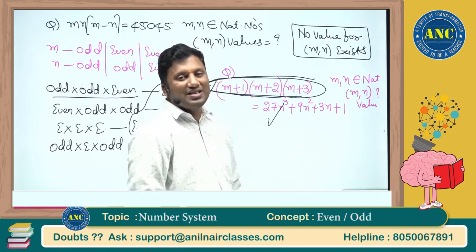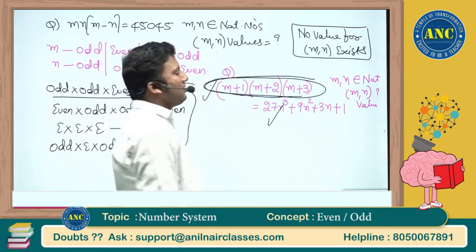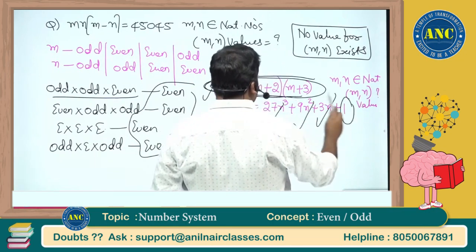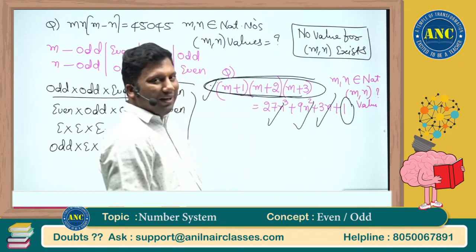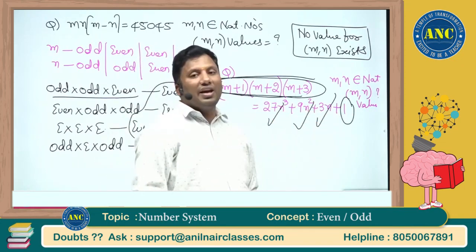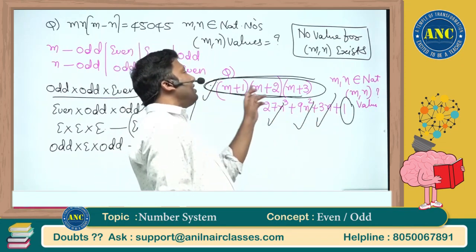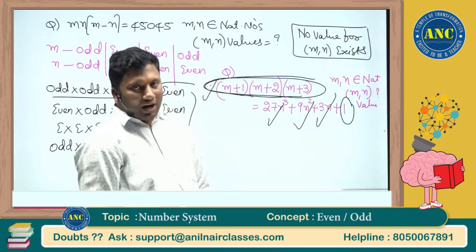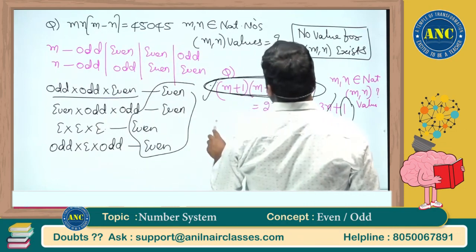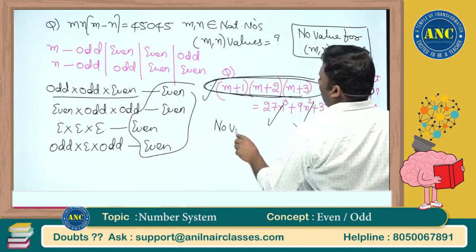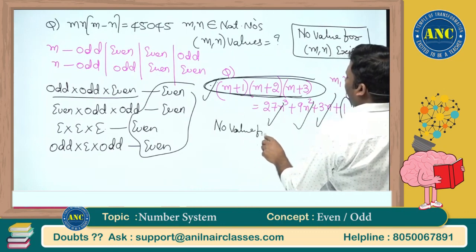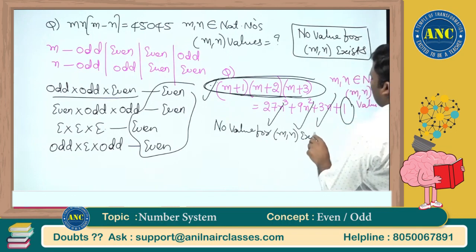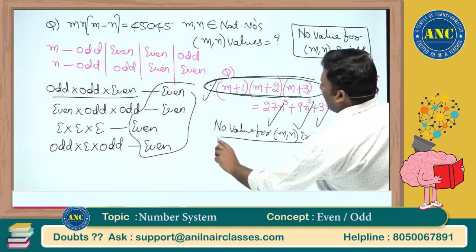27N cube, 27 is 3 into 9, divisible by 3. These also are divisible by 3. Left hand side is divisible by 3. Right hand side is giving a remainder 1. That means no value for M comma N exists.